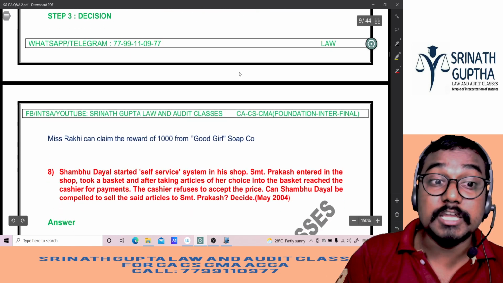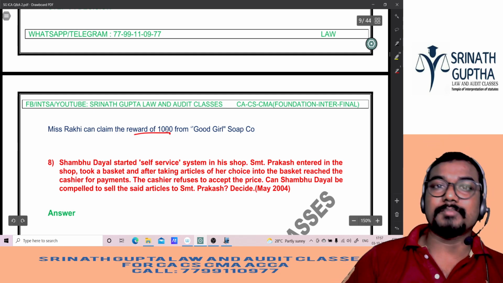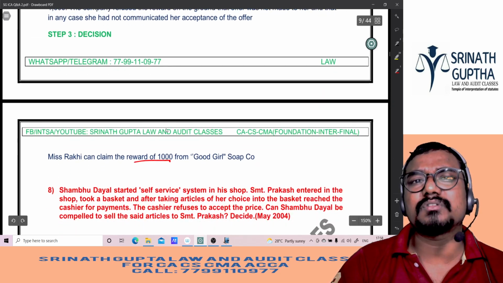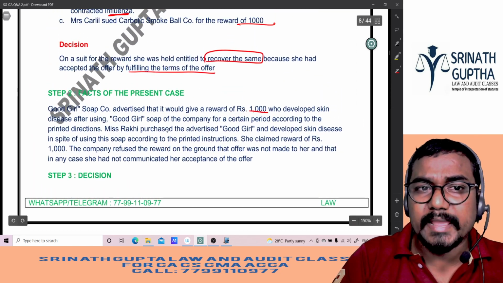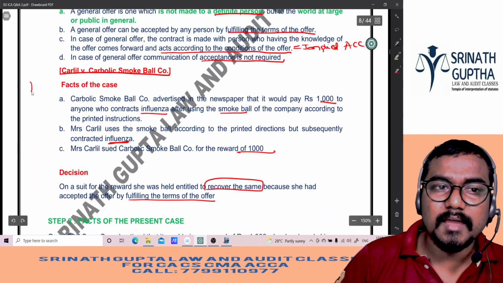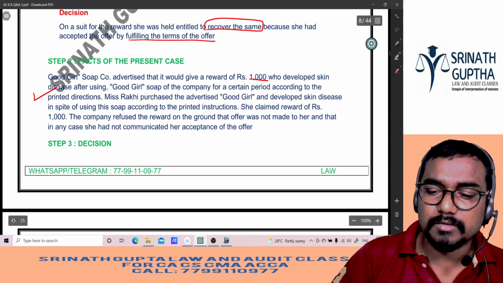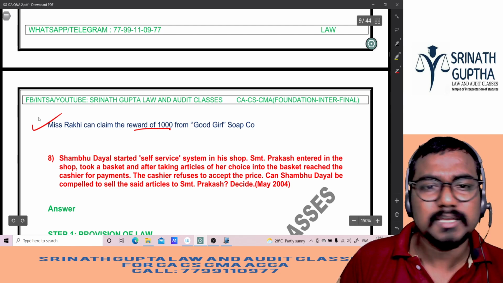In the question, decision: Miss Raki can claim the reward of 1000 rupees from the Good Girl Soap Company. If you write like this, you will not lose the marks, beta. Out of 5, minimum 3.5 you will get, because you are informing the examiner what the law is in step number 1, what happened in step number 2, and the decision, the conclusion, also. Then why will you lose the marks, beta? You will not.